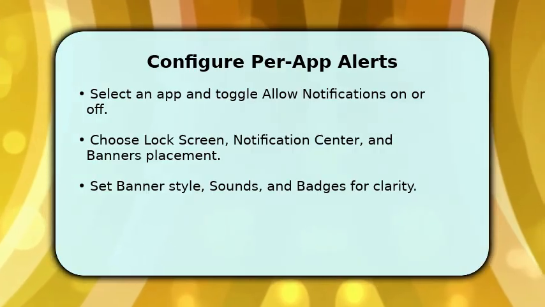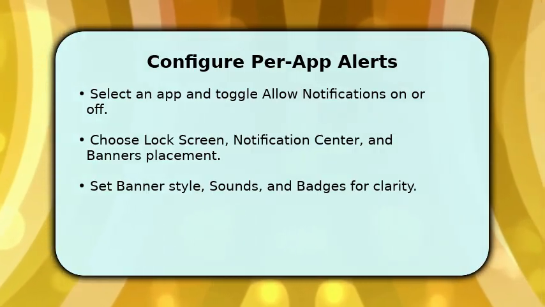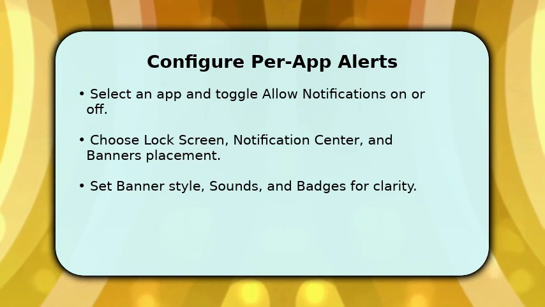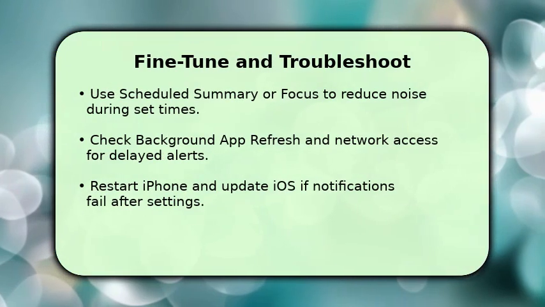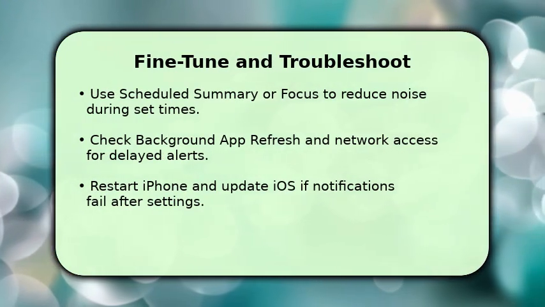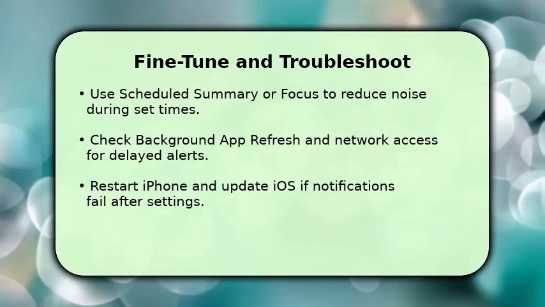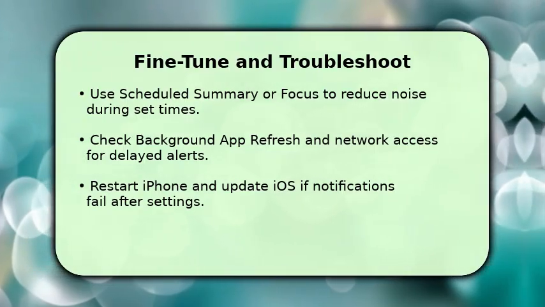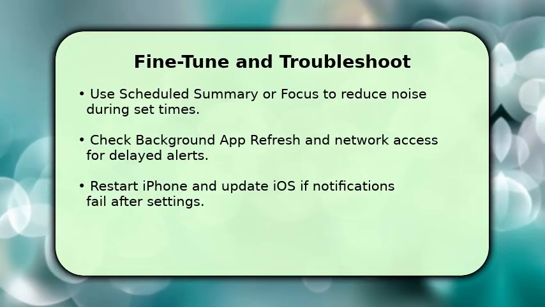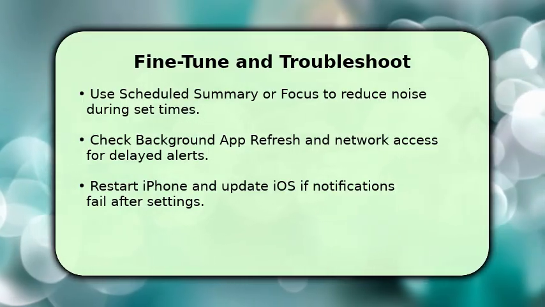Finish by fine-tuning global controls and confirming delivery. If you want fewer interruptions, use scheduled summary or a focus to batch non-urgent alerts. These tools control timing and priority. Also confirm background app refresh and cellular/Wi-Fi access so apps can fetch new content.